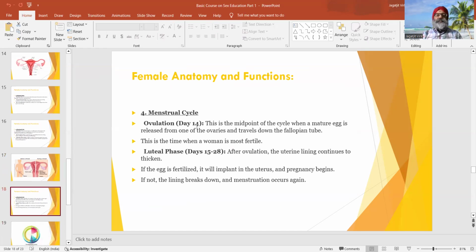Ovulation, day 14. This is the midpoint of the cycle when a mature egg is released from one of the ovaries and travels down the fallopian tube. This is the time when a woman is most fertile. Luteal phase, days 15 to 28. After ovulation, the uterine lining continues to thicken. If the egg is fertilized, it will implant in the uterus and pregnancy begins. If not, the lining breaks down and menstruation occurs again.